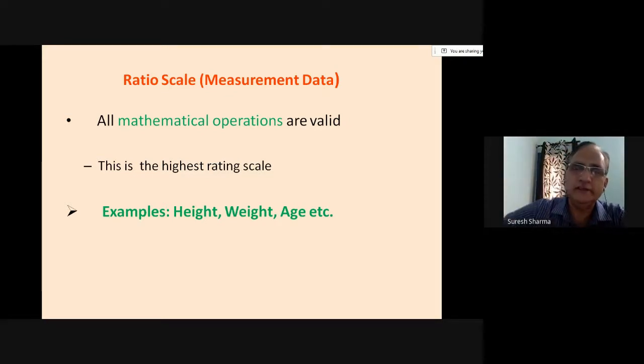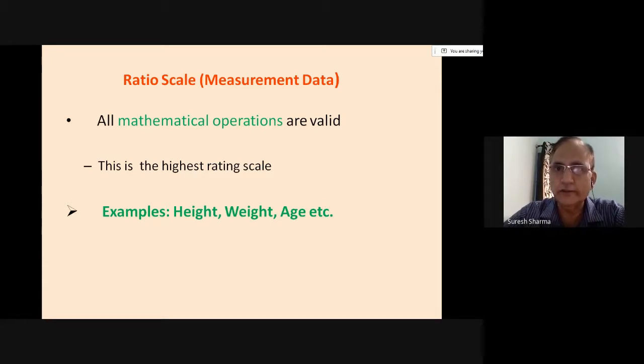Similarly, generally we say that the age of the father is 3 times the age of the son. The father is 45 years, son is 15 years, so it is 3 times. So you can divide, multiply, etc. You can do everything. But remember, in ratio scale, 0 means quantity does not exist, non-existent quantity, right?